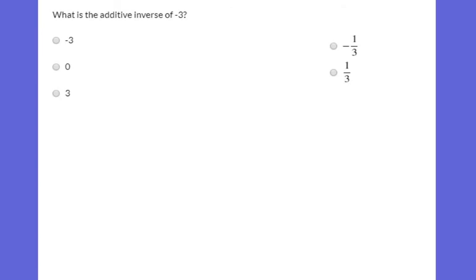What is the additive inverse of -3? Additive inverse means what can be added to it that's going to give you an answer of 0. So -3 plus what gives me 0? Write that down. -3 plus what is going to give me 0? Well, plus a 3 is going to give me 0, so the additive inverse is a +3.